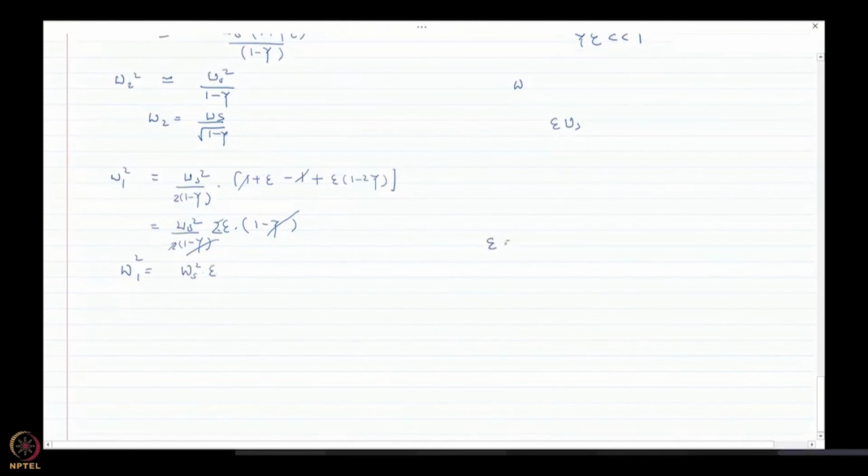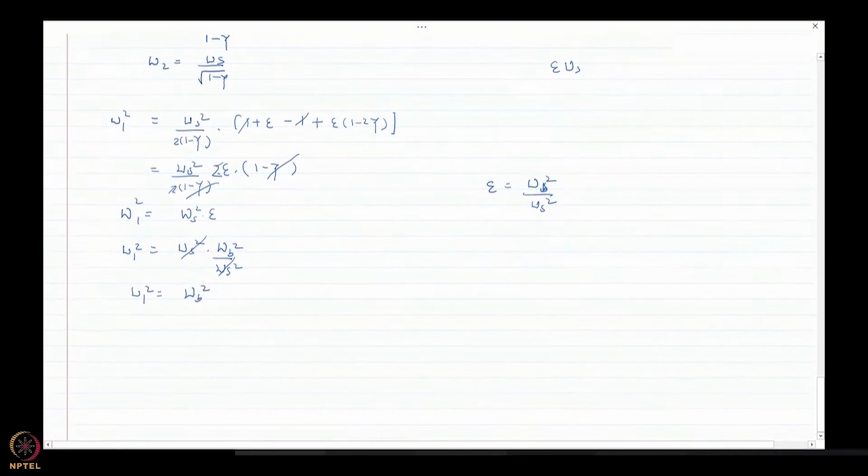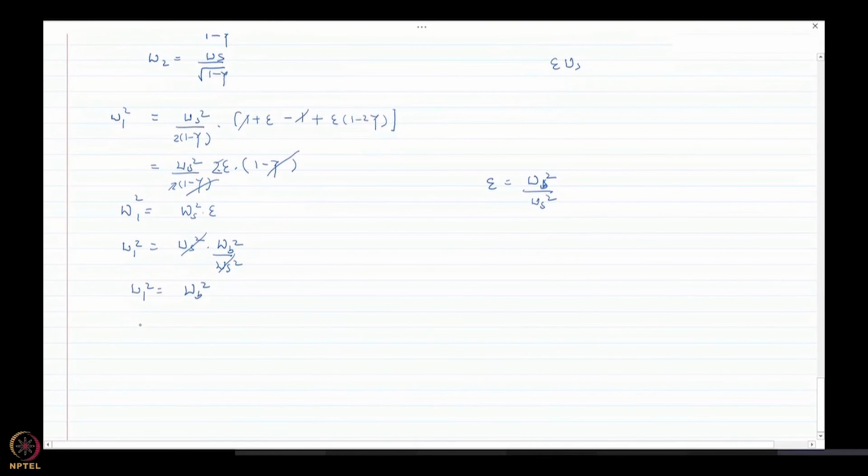Now I know that epsilon is omega b square times omega s square, right? This is the value of epsilon. So if I substitute that here, what do I get? Omega square times omega b square times omega s square. Okay, so omega 1 square is omega b square, and omega 1, you just take the square root, would be omega b.